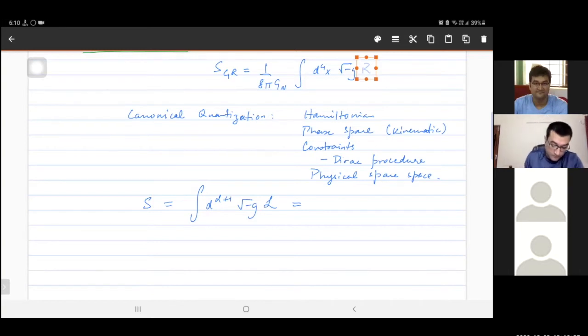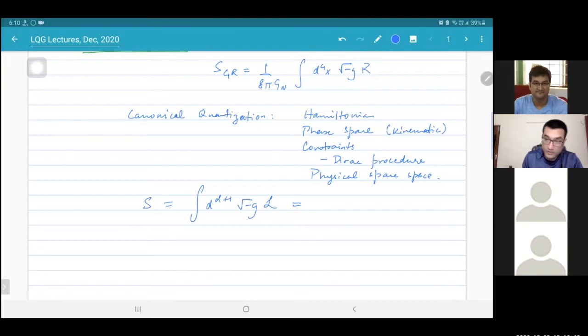Okay, but once you can do that, then let's say you can write this in this form, in such a way that you have some factor here, which we will see comes from the metric. And then you have some function, so this is R, which is defined purely on your spatial manifold. So this is your Lagrangian.